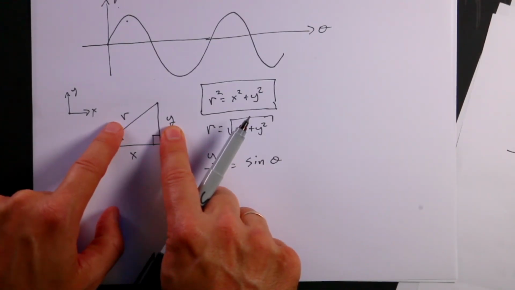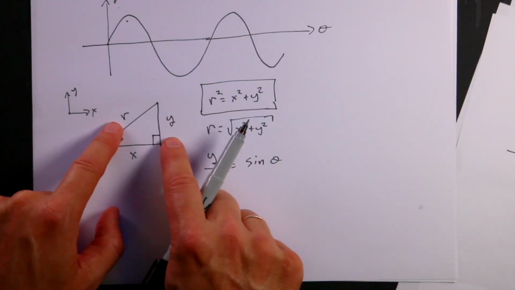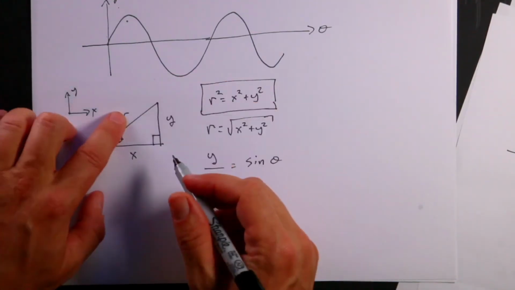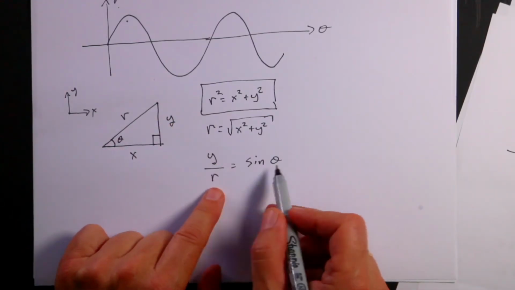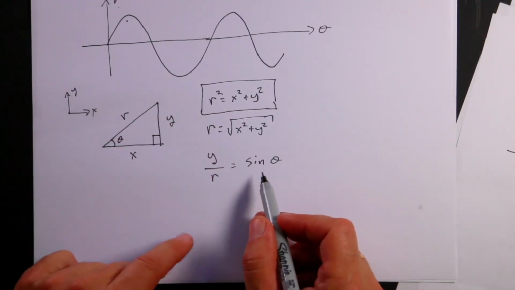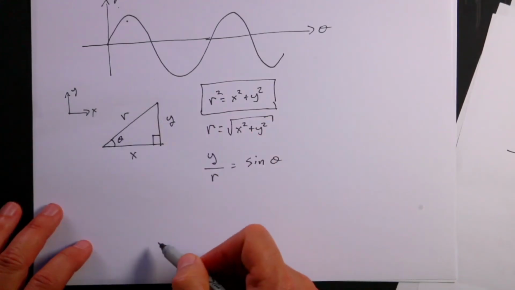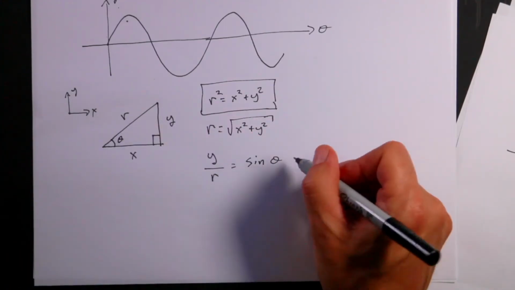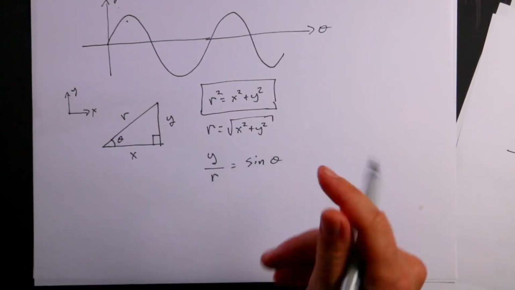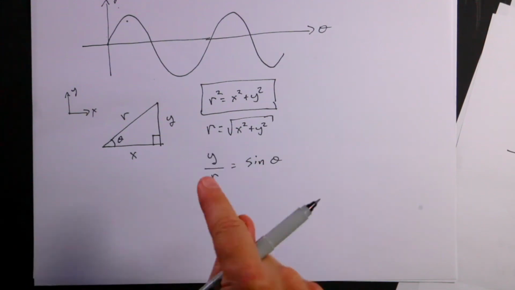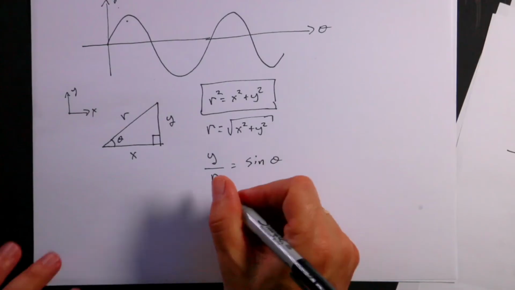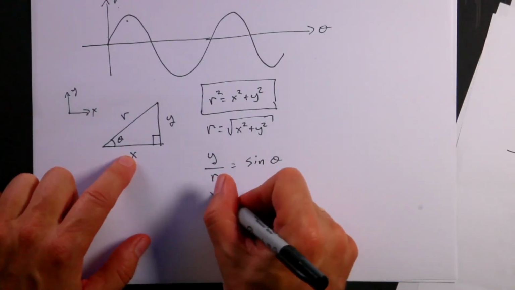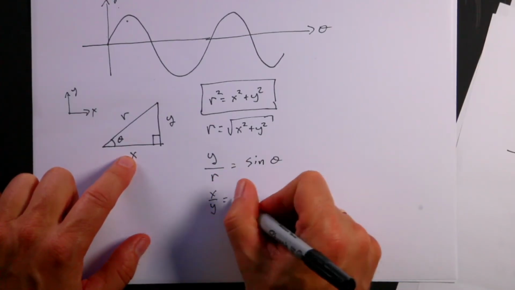Now, what's the greatest y could be? If r is equal to 1, the greatest y could be is 1. Right? So the greatest this can be is 1. The lowest it can be would be -1. I could have y as -1 down here. Okay. So this sine of theta is between -1 and 1, and it has no units because it's a ratio of sides. If I look at the adjacent side divided by the hypotenuse, that is cosine.